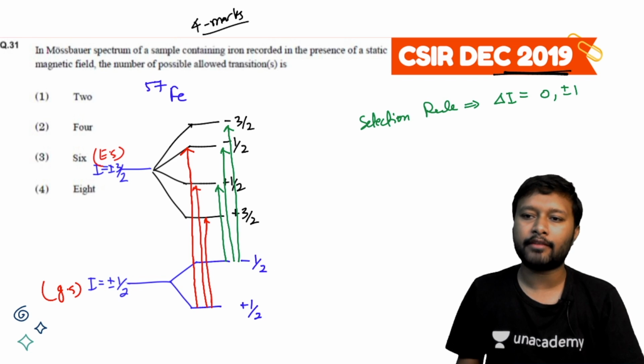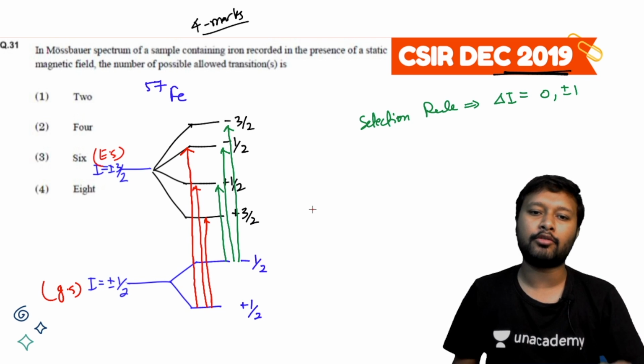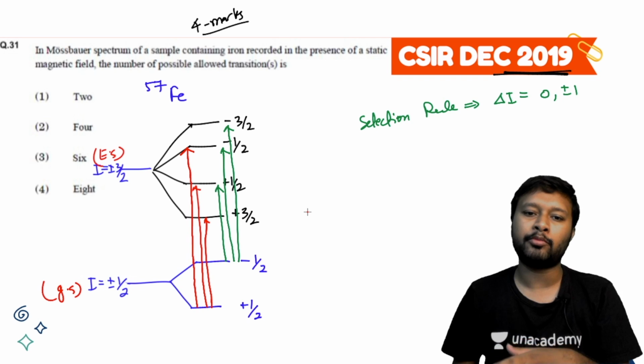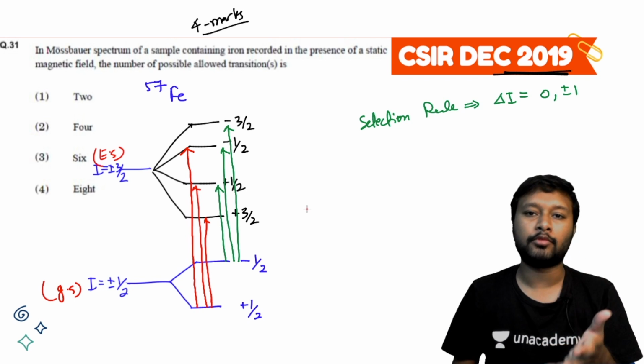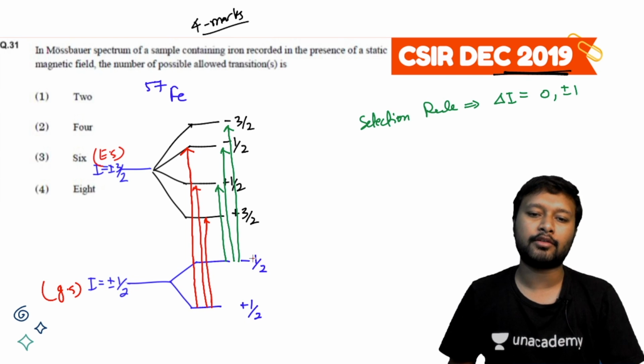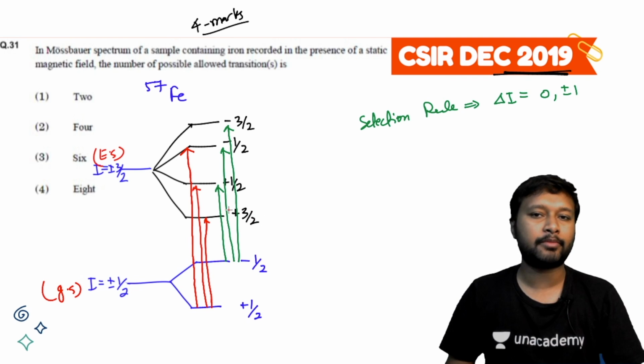Now you might think whether a transition from minus half to plus 3 by 2 is possible. You can check it out. Your delta I value will come out to be 2. So that is going beyond your selection rule, so you cannot do that transition. So a transition from minus half to plus 3 by 2 is not possible.